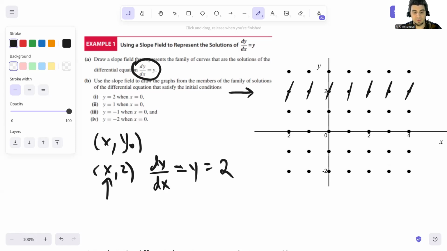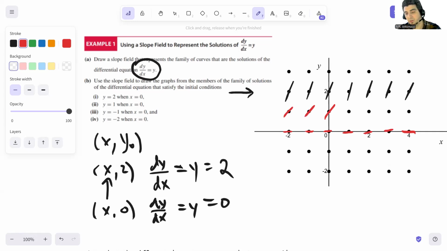If we picked another y value like 0, because dy/dx is equal to the y value, the slope is 0 at all of those points. So if I pick a different color, all the points along the line y equals 0 are going to have a slope of 0. The slopes at y equals 1 are all going to be equal to 1. At y equals negative 1, they're all going to equal negative 1. And so we're starting to get a picture of what the slope field would look like.